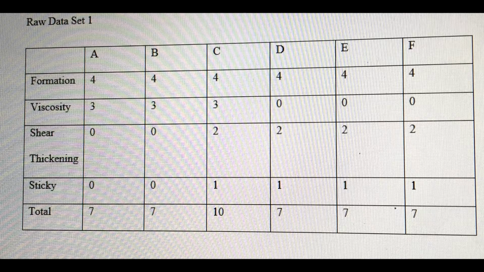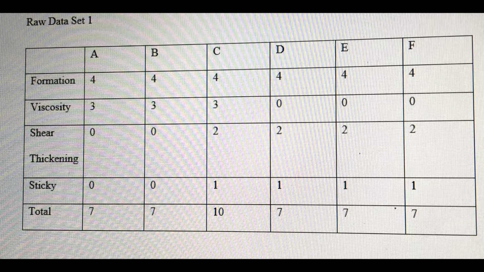For B, with 1/2 of a teaspoon of borax in the solution, it was awarded 4 points for formation and 3 points for viscosity. It did not receive points for shear thickening nor stickiness. It totaled at 7 points. For C, which included 3/4 of a teaspoon of borax in the solution, it was awarded 4 points for formation, 3 points for viscosity, 2 points for shear thickening, and 1 point for stickiness. The total was 10 points, which was the max amount of points.